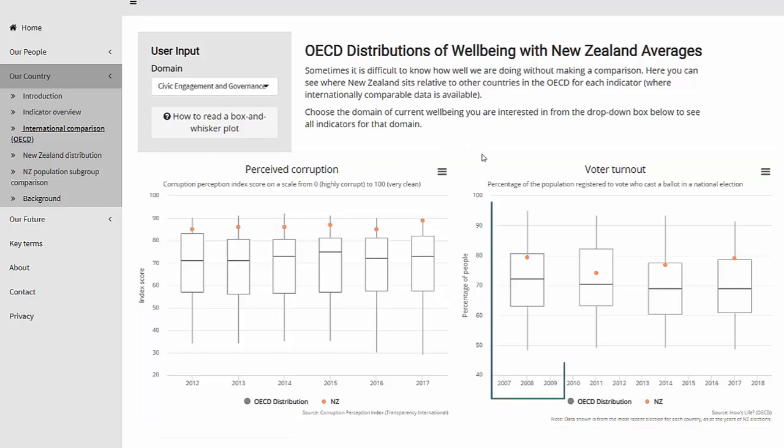Each grey box and whisker represents the OECD distribution for that year. The highest point of each whisker is the highest value in any OECD country in that year, while the lowest point is the lowest value in any OECD country in that year. The middle line in each box is the value of the middle-ranked OECD country in that year. We call this the median. The top line in the box is the median for the highest half of the OECD. We call this the upper quartile.